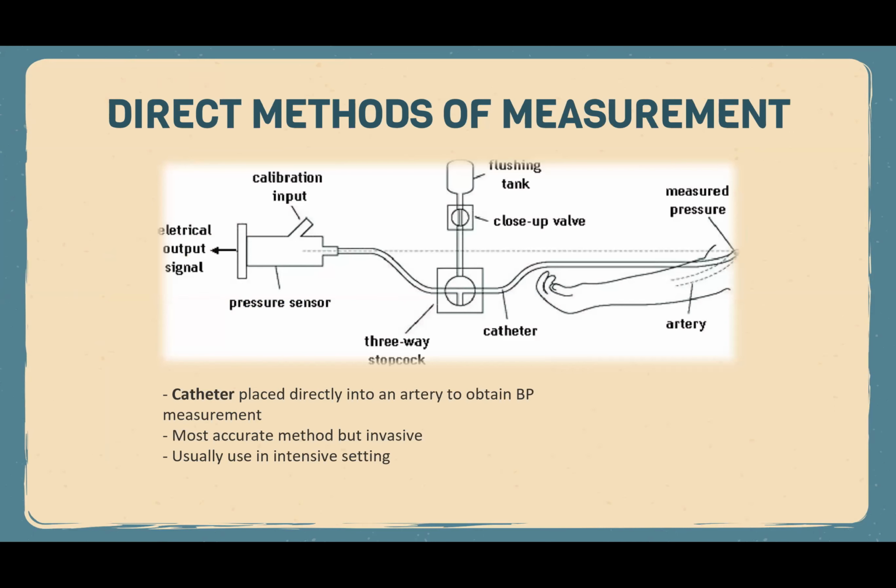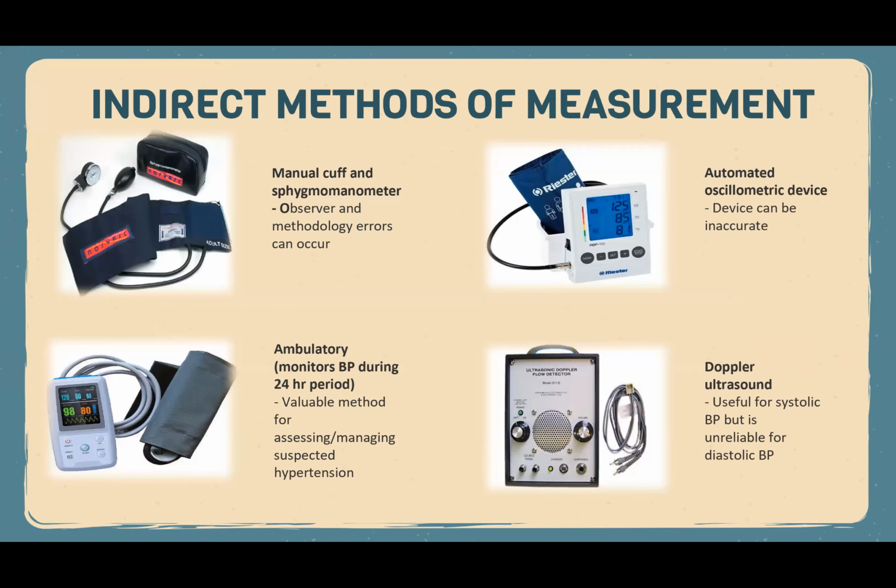So there are two methods of measurement, either direct or indirect. For the direct method of measurement, a catheter is placed directly into an artery to obtain the blood pressure measurement. This will give the most accurate measurement, but it is invasive and it is only used in an intensive setting. For the indirect method of measurement, there are 4 types.